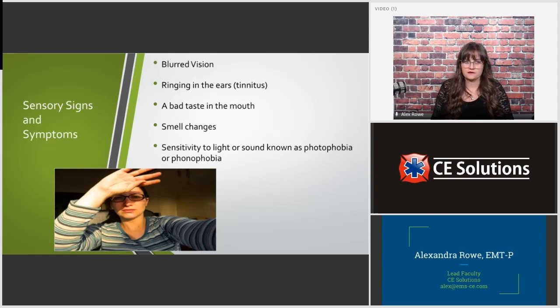Sensory signs and symptoms. Blurred vision, ringing in the ears. Remember what I said about what could potentially be damaged? That midbrain, potentially, with hearing and vision and movement. A bad taste in the mouth. So usually people complain of like a metallic taste. Smell changes or sensitivity to light or sound, known as photophobia or phonophobia.